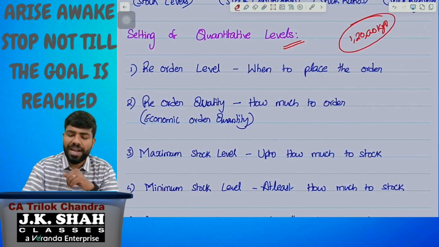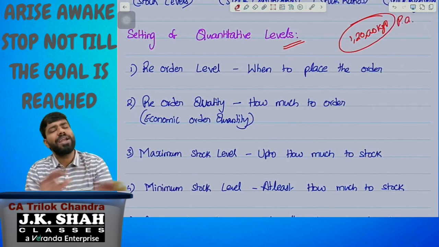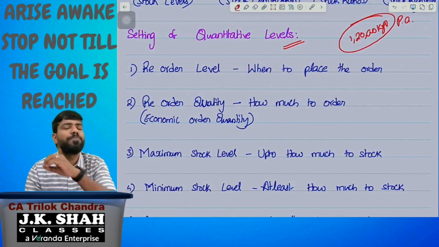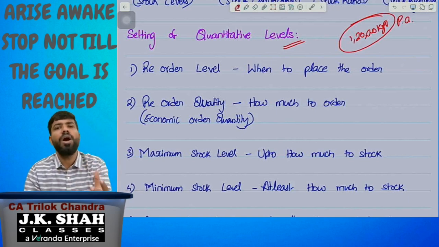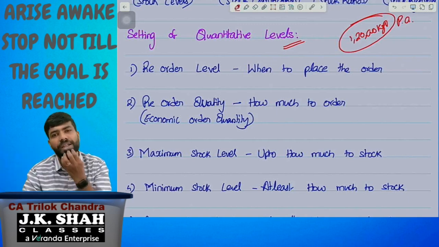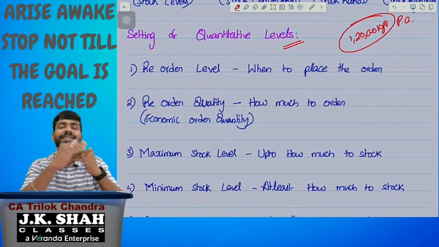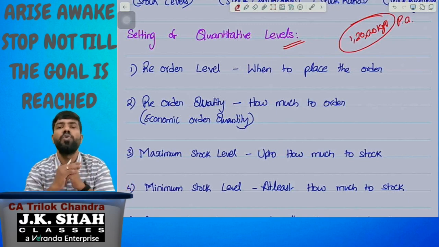Are we going to order the entire 1,20,000 kgs per annum in one order? Absolutely not. We are going to order according to the requirement. Now the point is when to place the order. We'll keep placing orders, and we should know when to place the order. That is called reorder level. That means once the quantity touches the reorder level, we are going to place the new order.